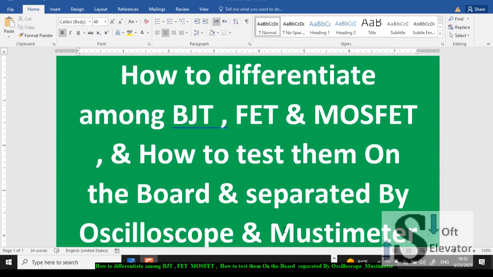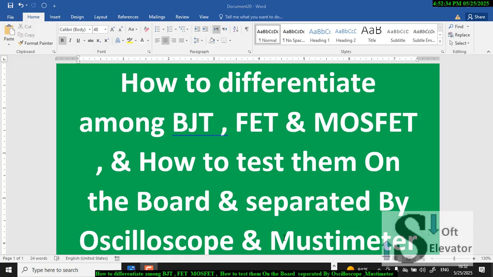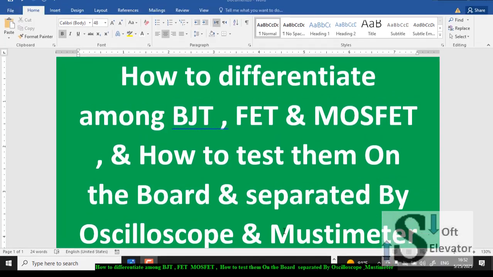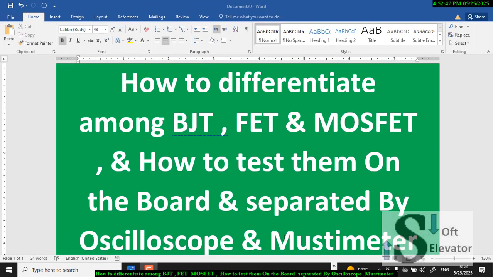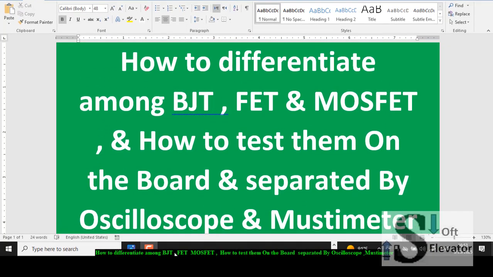Hello guys, how to differentiate among BJT (bipolar junction transistor), FET and MOSFET transistor. FET is a family, the field effect transistor. How to test all of them on the electronic board, and separately by removing it from the board, using an oscilloscope or a multimeter or avometer. Follow me in this video to know how to do this.